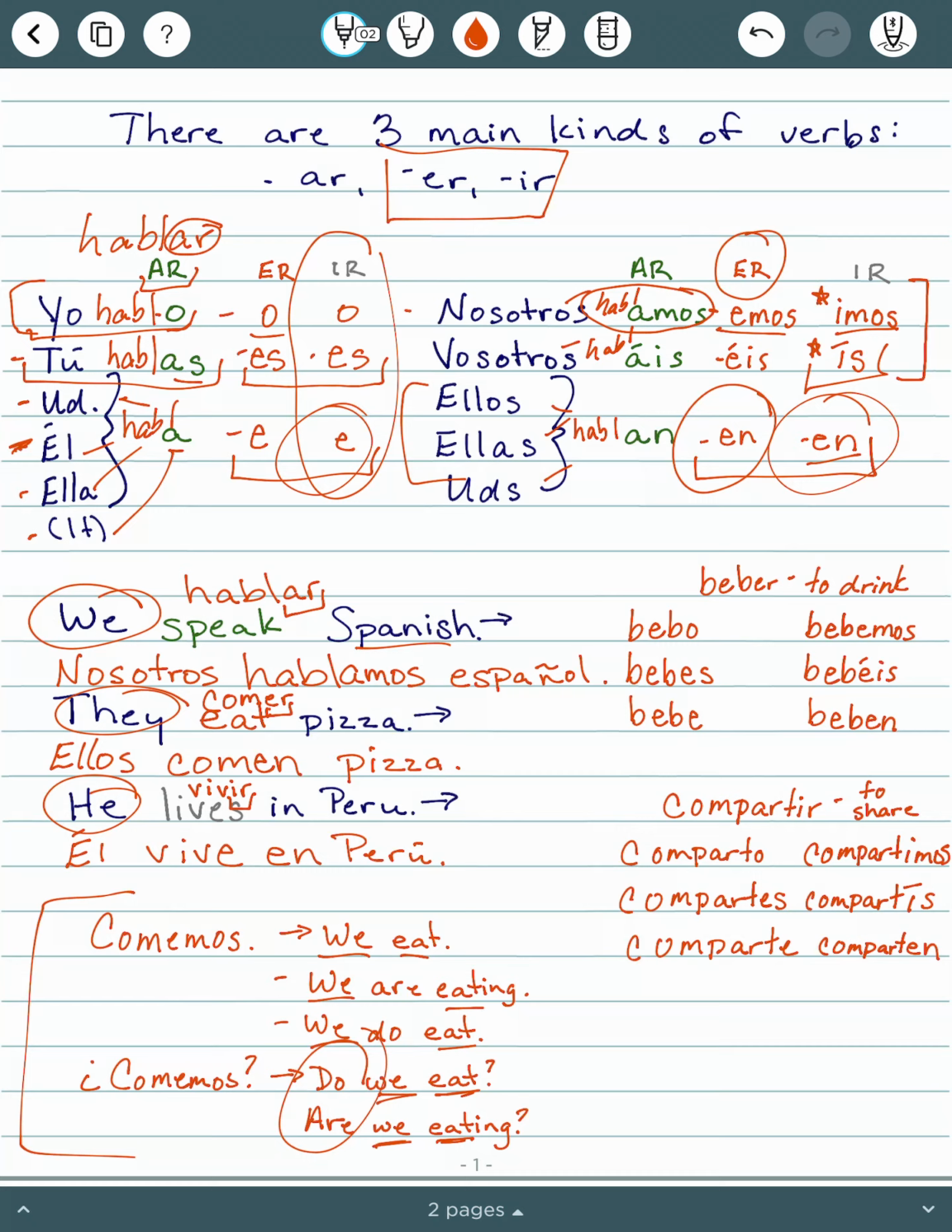Again, make sure you memorize what the verbs mean first and then work on how to conjugate them.